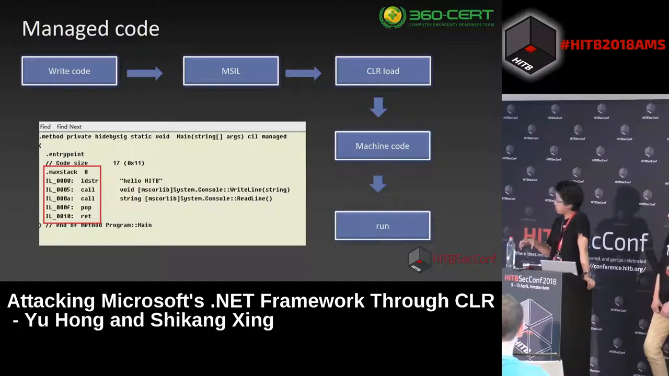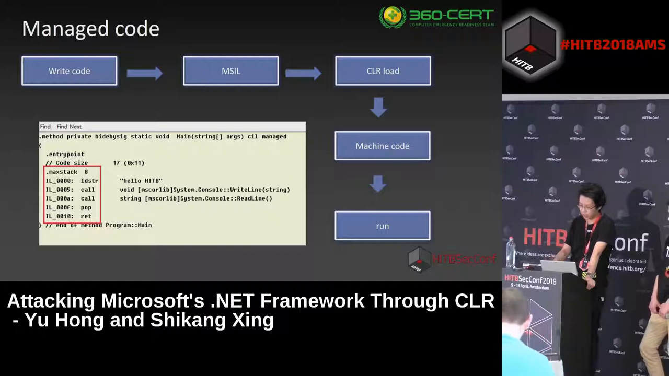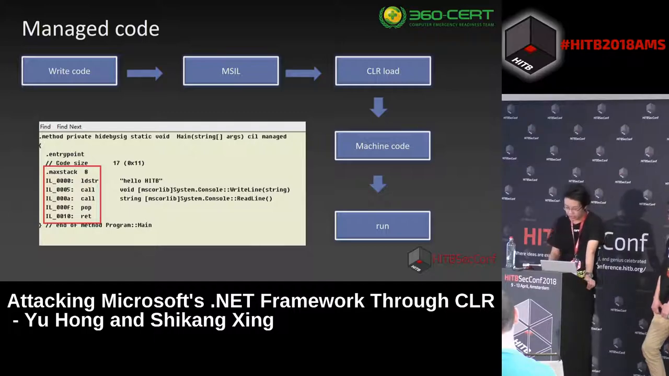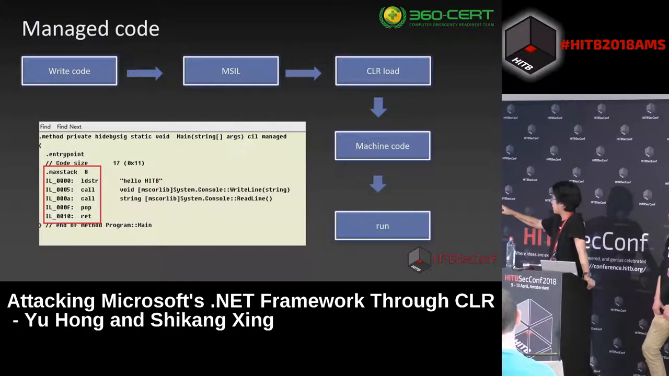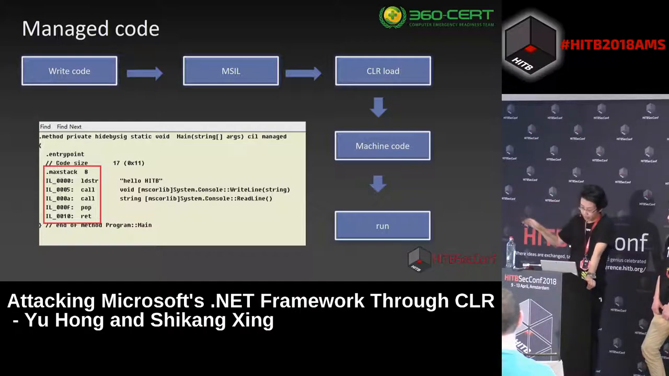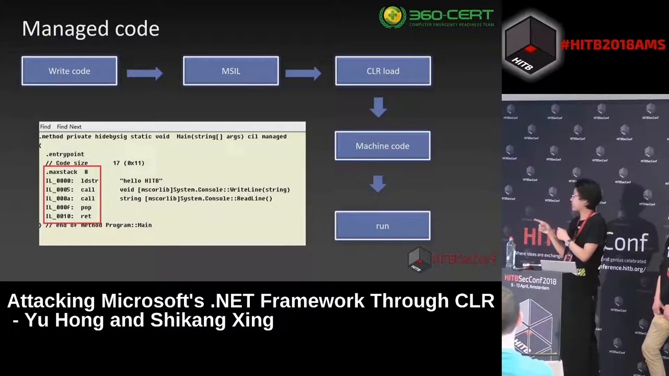It's a magic code. As I said before, when we write a program in a .NET high-level language, the compiler will translate this code into intermediate language. This intermediate language is MSIL code. You can see the example in the image. This is the example MSIL code of the C hello HITB. And we can see the reverse result. This is the reverse result for the IL code.